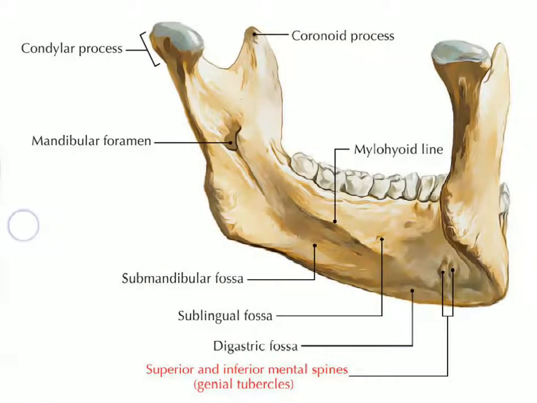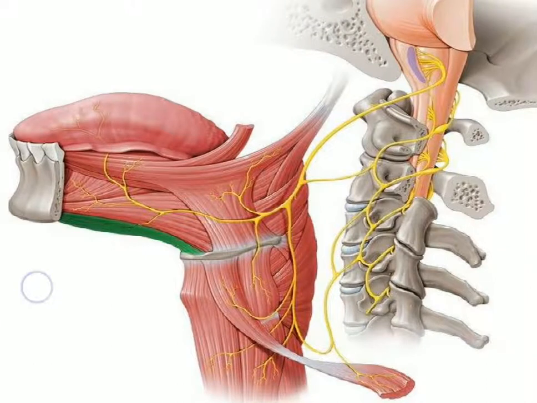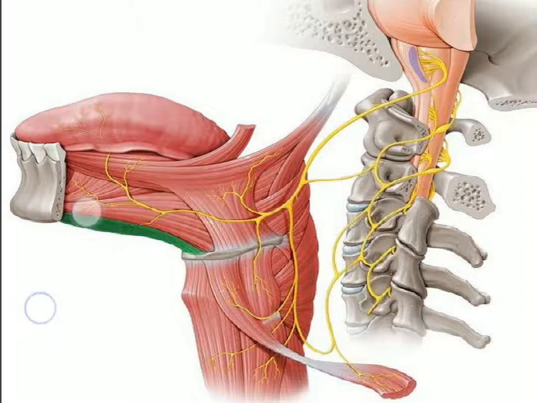So you can see this is the again mandible, inner surface of the body, and at this location, that is above the digastric fossa, there are tubercles, there are spines which are known as genial tubercles. So geniohyoid takes origin from this and gets inserted into the anterior surface of the body of the hyoid bone. This is the muscle. Origin point and insertion point, and it is supplied by this hypoglossal nerve.